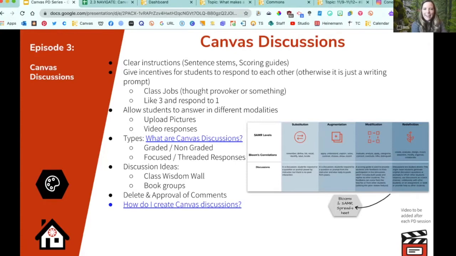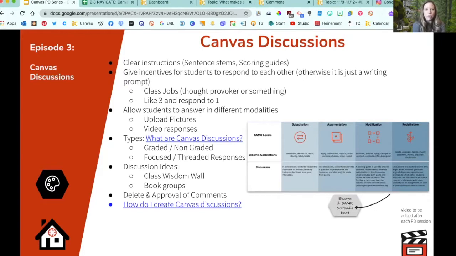Canvas discussions were new to me this year, and we keep trying to push teachers to use discussions, and now I completely see why. Especially with remote learning, where you don't have the benefit of having this rich discussion in person. You can in breakout rooms, but you want wait time and students to really think their answers through. Canvas discussions is absolutely the way to go.